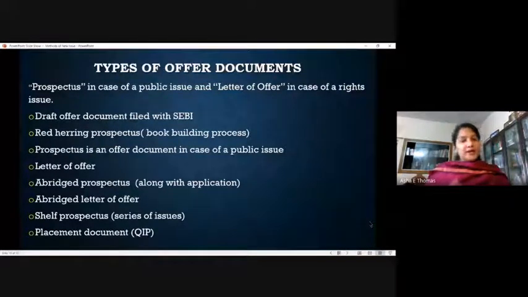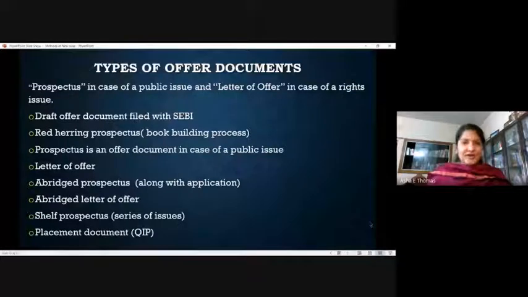Now going with the next part of our discussion, which is the types of offer documents. So I can quickly say this. This is very simple. Types of offer documents, as you can see, primarily the offer document is categorized into two. One is prospectus, that is used by a company when it goes for a public issue. Letter of offer, that is used when there is case of right issue. Right issue, we know that this is made to the existing shareholders. So it can be broadly categorized into prospectus and letter of offer.